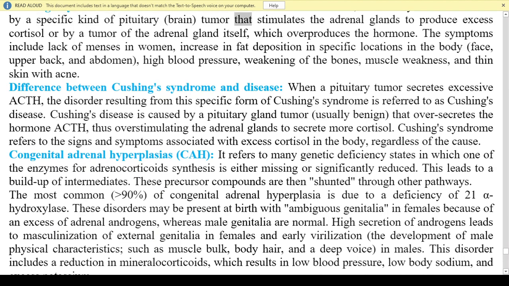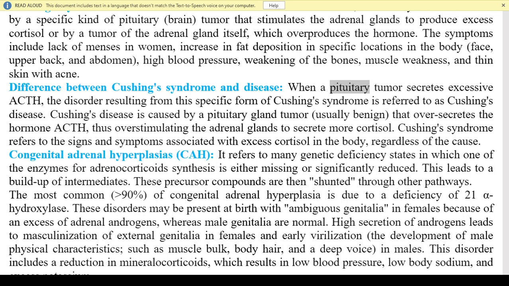brain, tumor that stimulates the adrenal glands to produce excess cortisol, or by a tumor of the adrenal gland itself, which overproduces the hormone. The symptoms include lack of menses in women, increase in fat deposition in specific locations in the body, face, upper back, and abdomen, high blood pressure, weakening of the bones, muscle weakness, and thin skin with acne. Difference between Cushing's syndrome and disease.